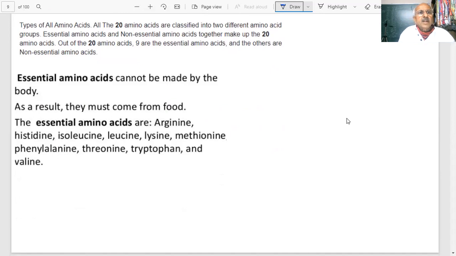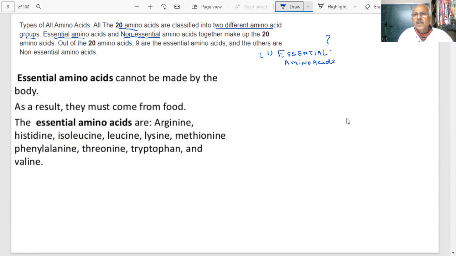As I said, the 20 amino acids are classified into different groups. Further classification has been done on the basis of whether they are essential or non-essential amino acids. What do you mean by essential, student? Tell me, what is the meaning of essential amino acids?